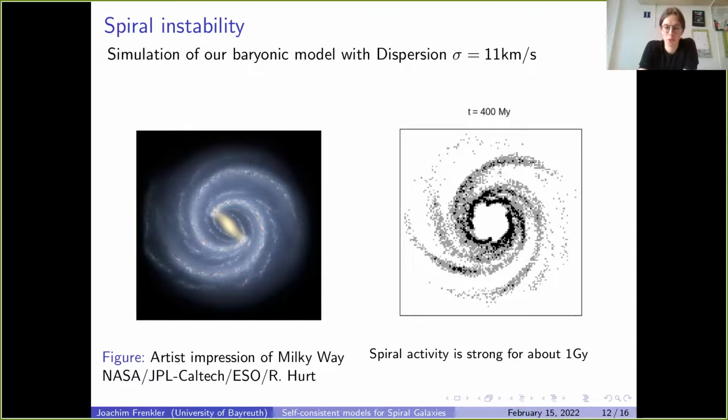And now, for comparison, the age of the universe is about 13.8 gigayears, and the Milky Way is nearly as old as the universe itself. So this seems not to happen in the Milky Way, because the dispersion in the Milky Way is everywhere low, at a value somewhere around 10 kilometers per second. And the spiral activity seems to last forever. This is the same also in other spiral galaxies. So there must be something that is different in the Milky Way and my model.